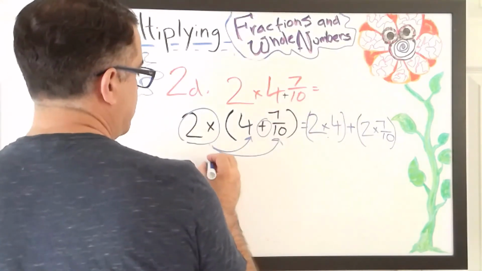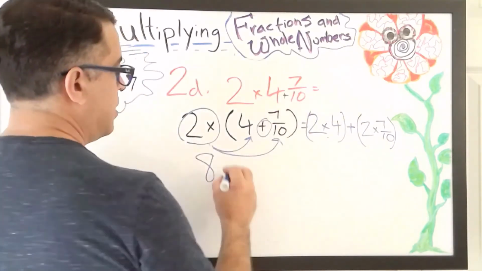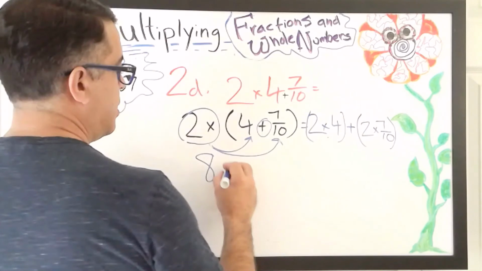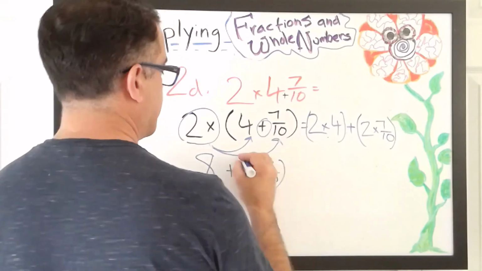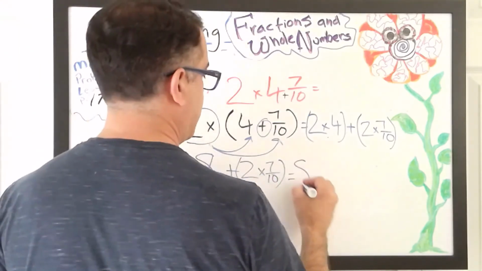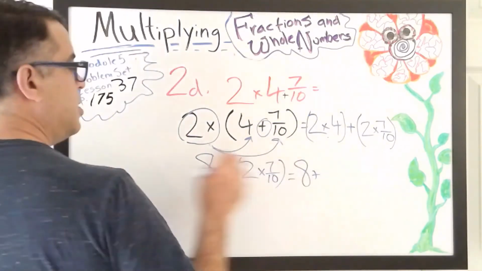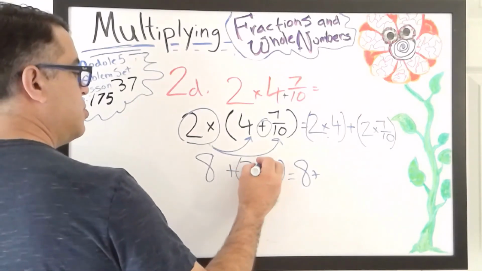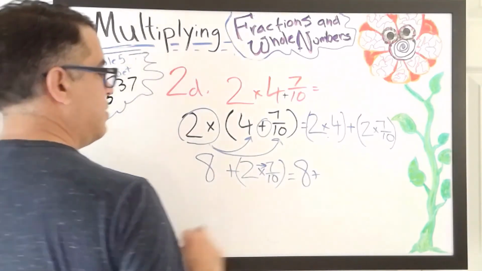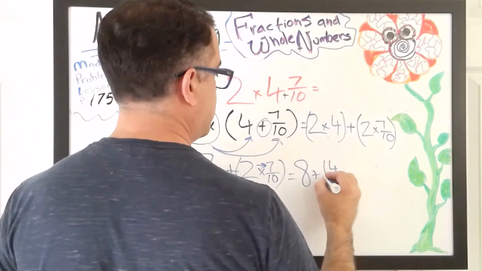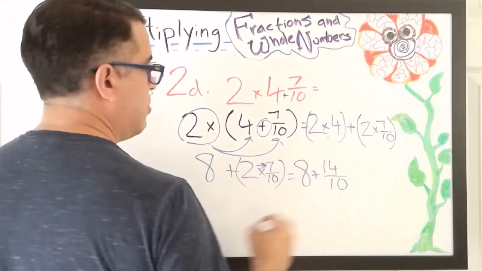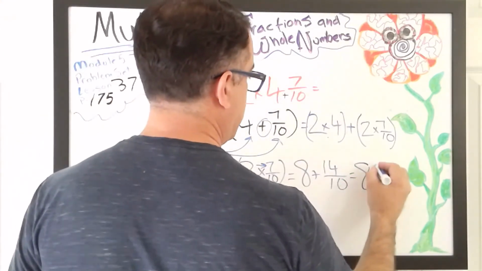So 2 times 4 is 8 plus 2 times 7/10. Let's solve that one. Okay, so again we have 8 plus 2 times 7/10. Remember, just go straight across and multiply that 2 times 7. That's 14 over 10. I can rewrite that as a mixed number that is 8 and 14/10.